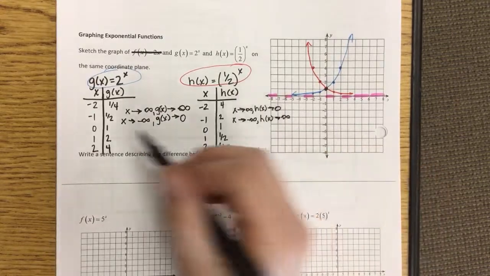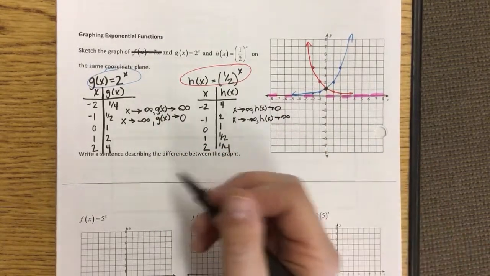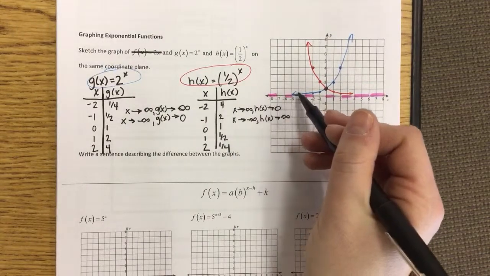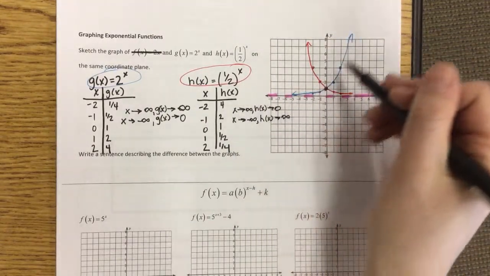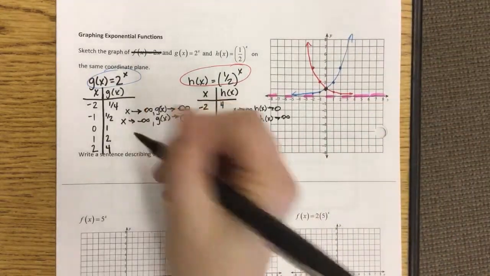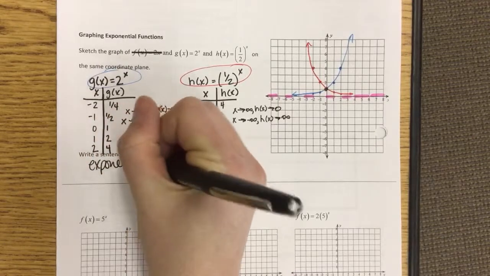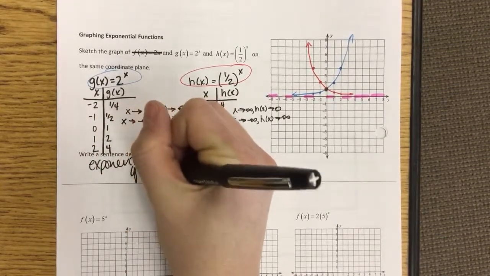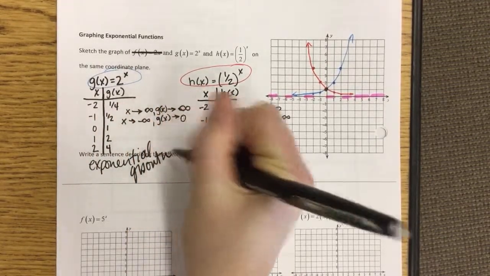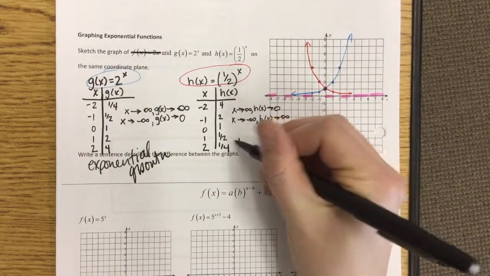So each one of these is an example of an exponential growth or decay. Well, hopefully you know, as x is approaching infinity, as it's going towards infinity and it's growing, well, this is your exponential growth. And this one is going to be your decay.